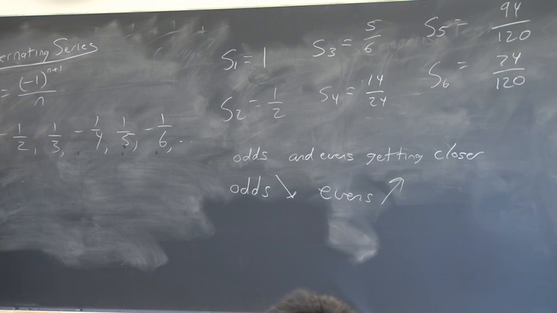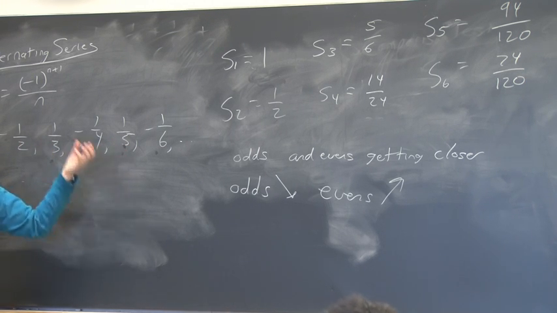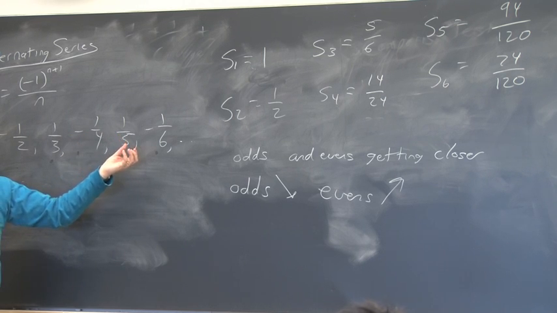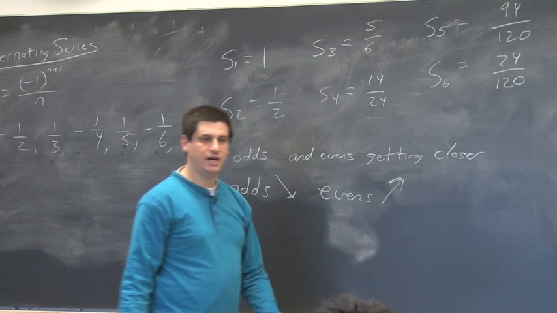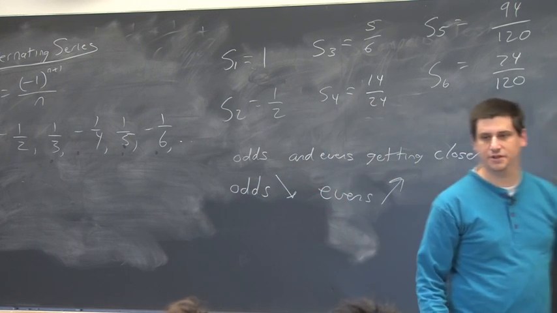Let's go from S1 to S3. Well, to get from S1 to S3, I have to add these next two terms. This term is negative, this term is positive. Since the negative term is first, I subtract off more than I add. So S3 has to be less than S1. Similarly, when I get to S5, I subtracted a quarter and I added a fifth. So the odd terms are decreasing. A similar argument gives you that the even terms are increasing.